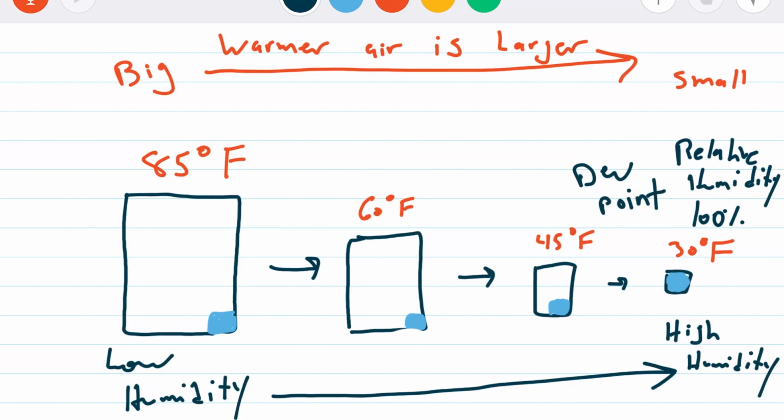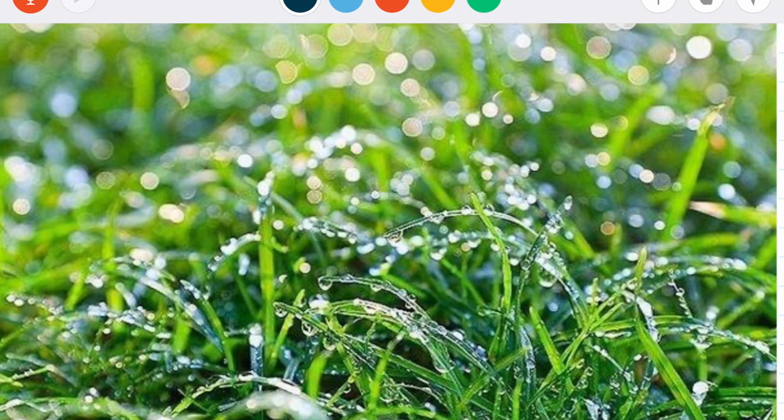And most of the time we see this in the morning or in the evening, we see it as dew. So you'll see all these little droplets of water all over these pieces of grass, right? And that's dew. So it's when a high relative humidity day, and when the temperature goes down to a certain point, it has to squeeze the water out of the atmosphere, kind of like a sponge, and it creates dew.